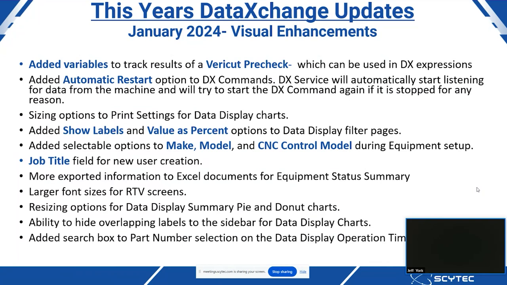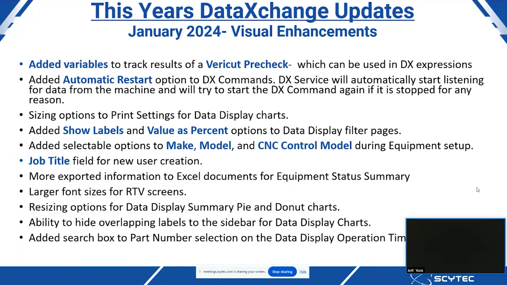We also added some sizing options to our print settings for the data display charts. Let's say, for example, that you have a production meeting and you want to print something out. We now offer multiple different template sizes for you to be able to print out a certain chart to bring into a production meeting or a Gemba walk or something like that. We also added show labels and value as percent options for data display filtering on your data display charts.